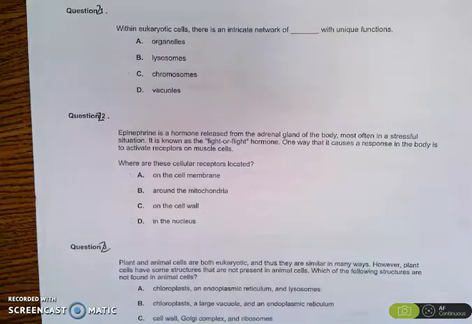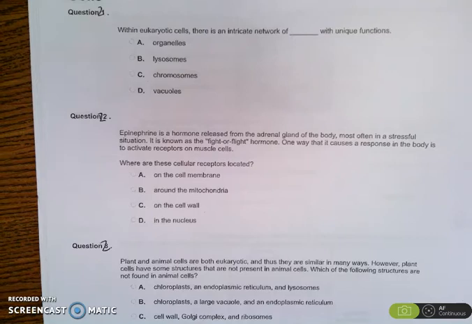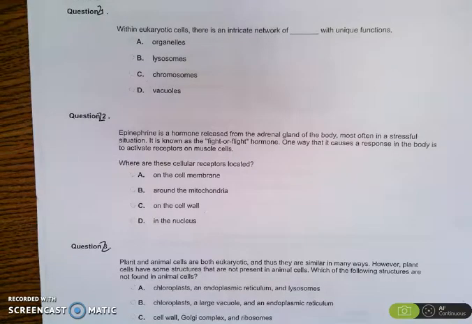Mrs. Lewis here. We are on EOC Prep number 2, Living Organisms, number 2. And we are on the third section, cells, questions 21 through 32. So question 21.